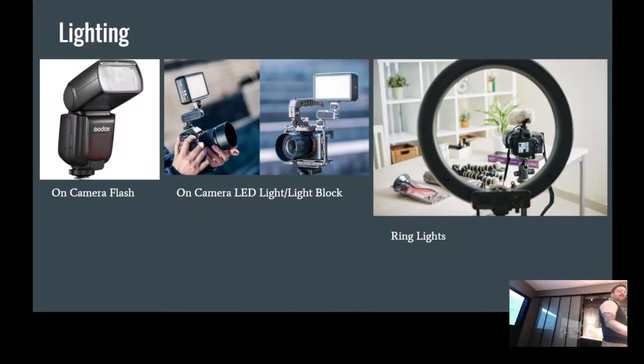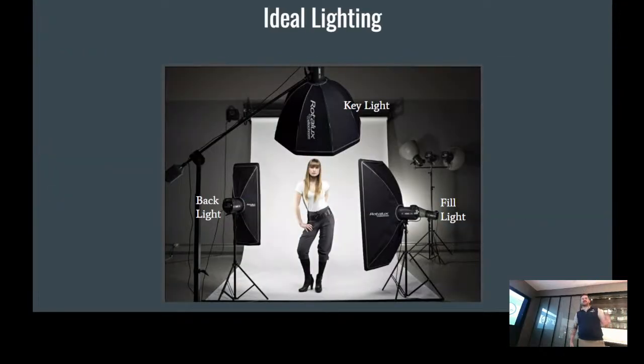Starting with lighting, there's all sorts of different kinds of lighting, whether that be on-camera flashes, LED lights or light blocks, or the infamous ring light. If you are past this point and you need more, the next option I might recommend would be professional studio lighting. This is the most ideal lighting when shooting indoors.